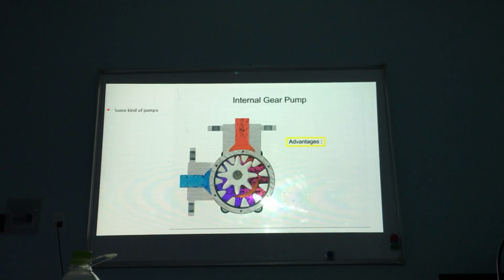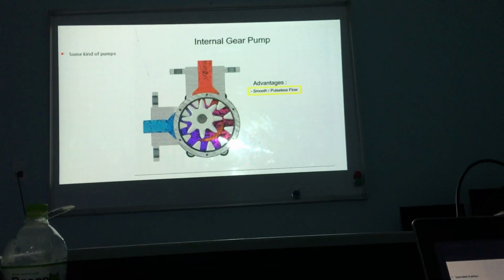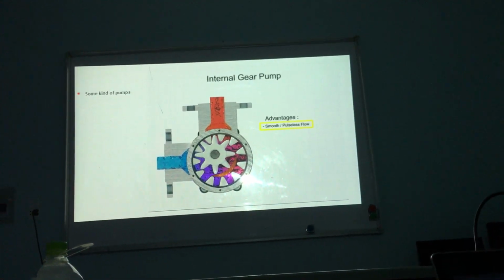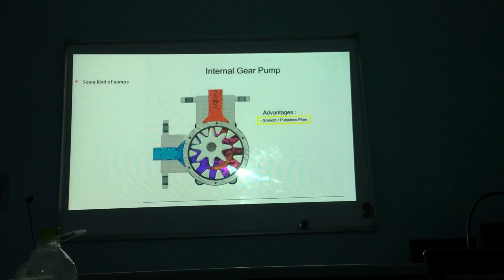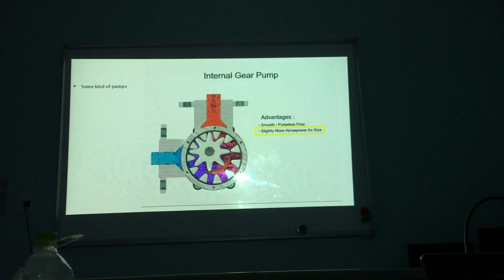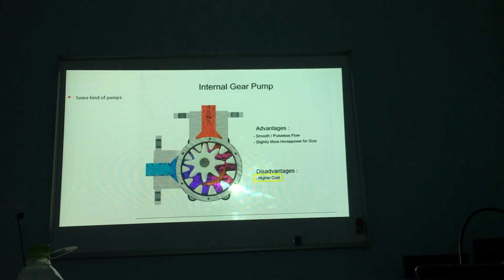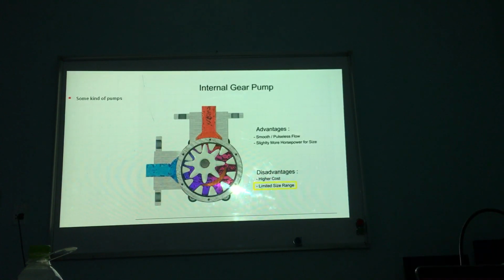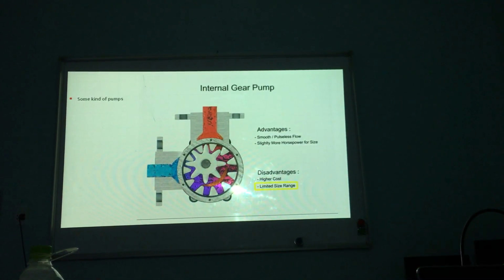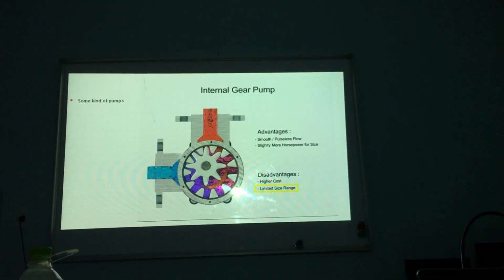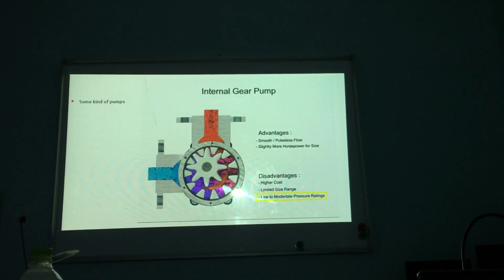Advantages of internal gear pumps are smooth and almost pulseless flow and slightly more horsepower for each size. Disadvantages are higher cost, limited size range, low to moderate pressure rating, and few sources of manufacture.